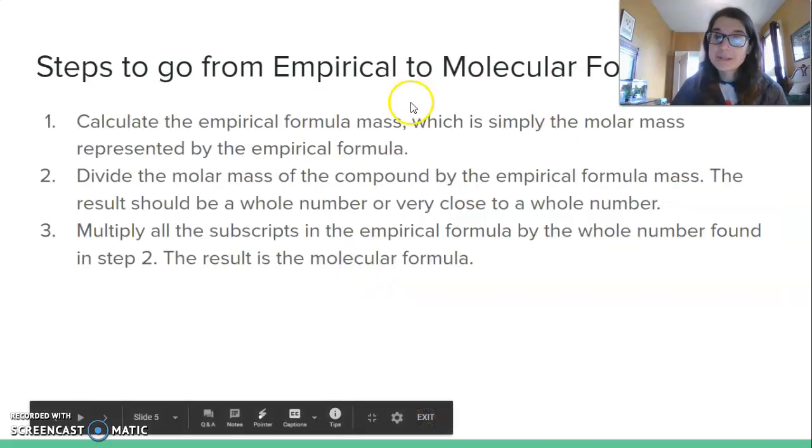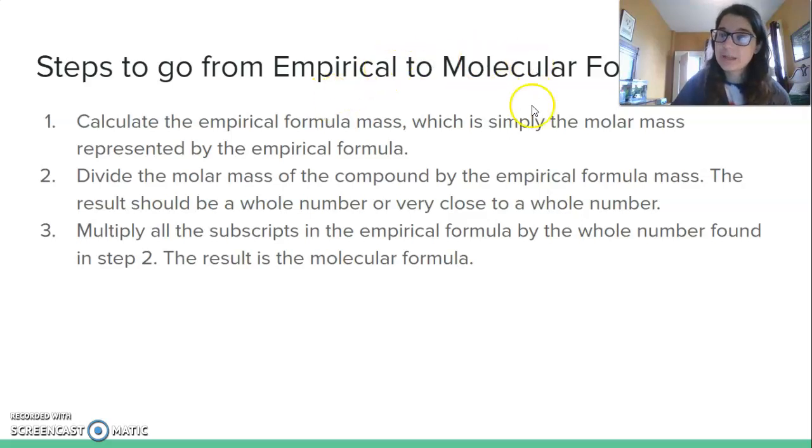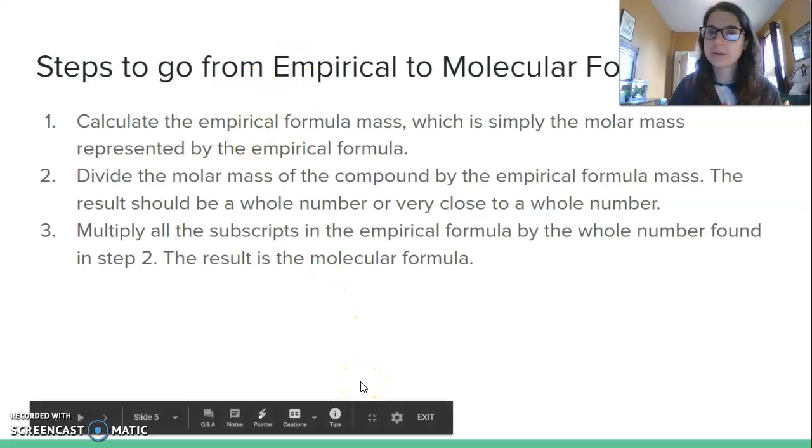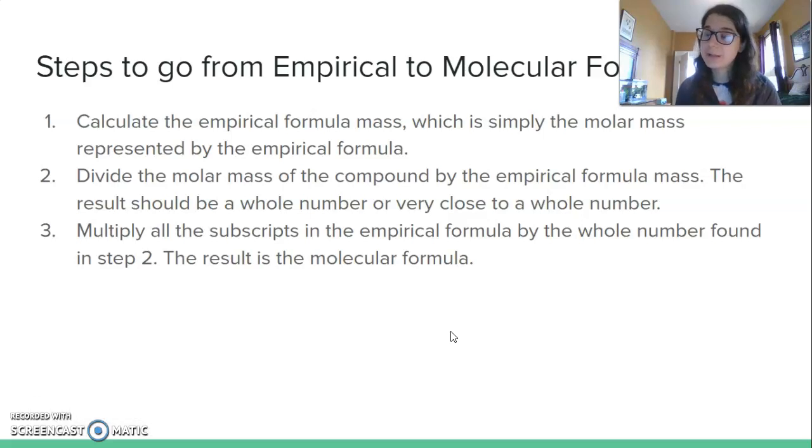So here are the steps to go from the empirical formula to the molecular formula. Sometimes you might have to do the steps to find the empirical formula and then do these steps. But if the empirical formula is given to you, then you just follow these steps. First, you find the empirical formula mass, which is just the molar mass of the empirical formula. Pretty straightforward. You use the values on the periodic table to find the empirical formula mass for a given empirical formula.